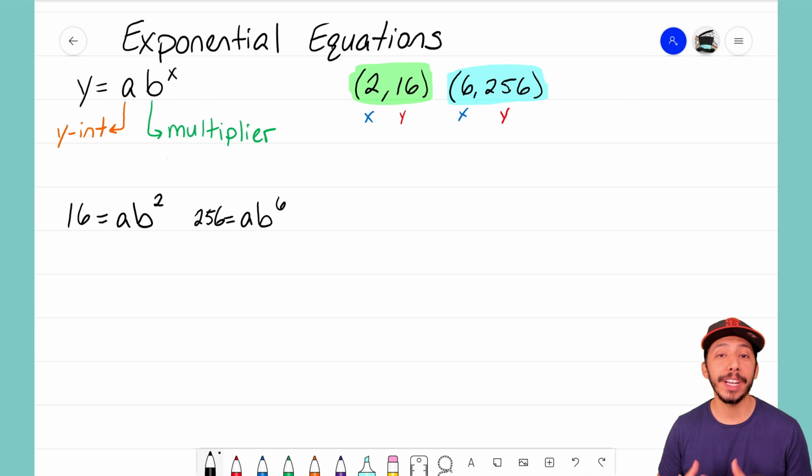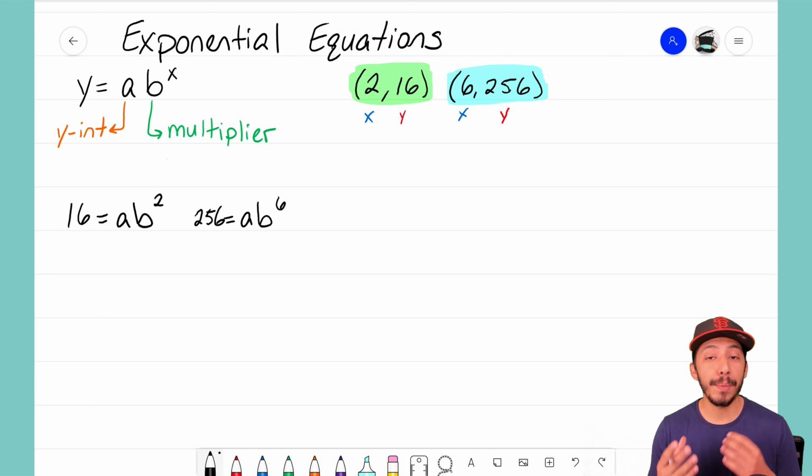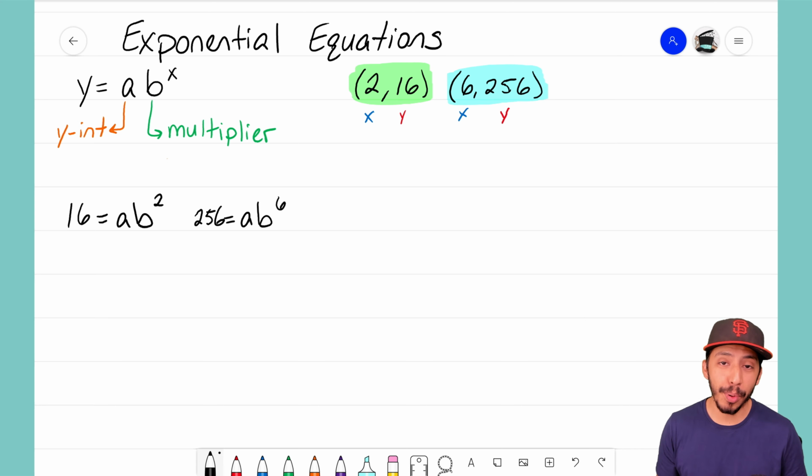So what I've done here is I've created 2 equations. They both involve those 2 points, and I know that the a values and the b values are the same for those 2 equations. Those 2 points lie on the same curve, so that means that their a values must be the same and their multipliers must also be the same. Now, when you have 2 equations and 2 variables, that just means we have a system of equations, very similar to when we did that with our linear equations.